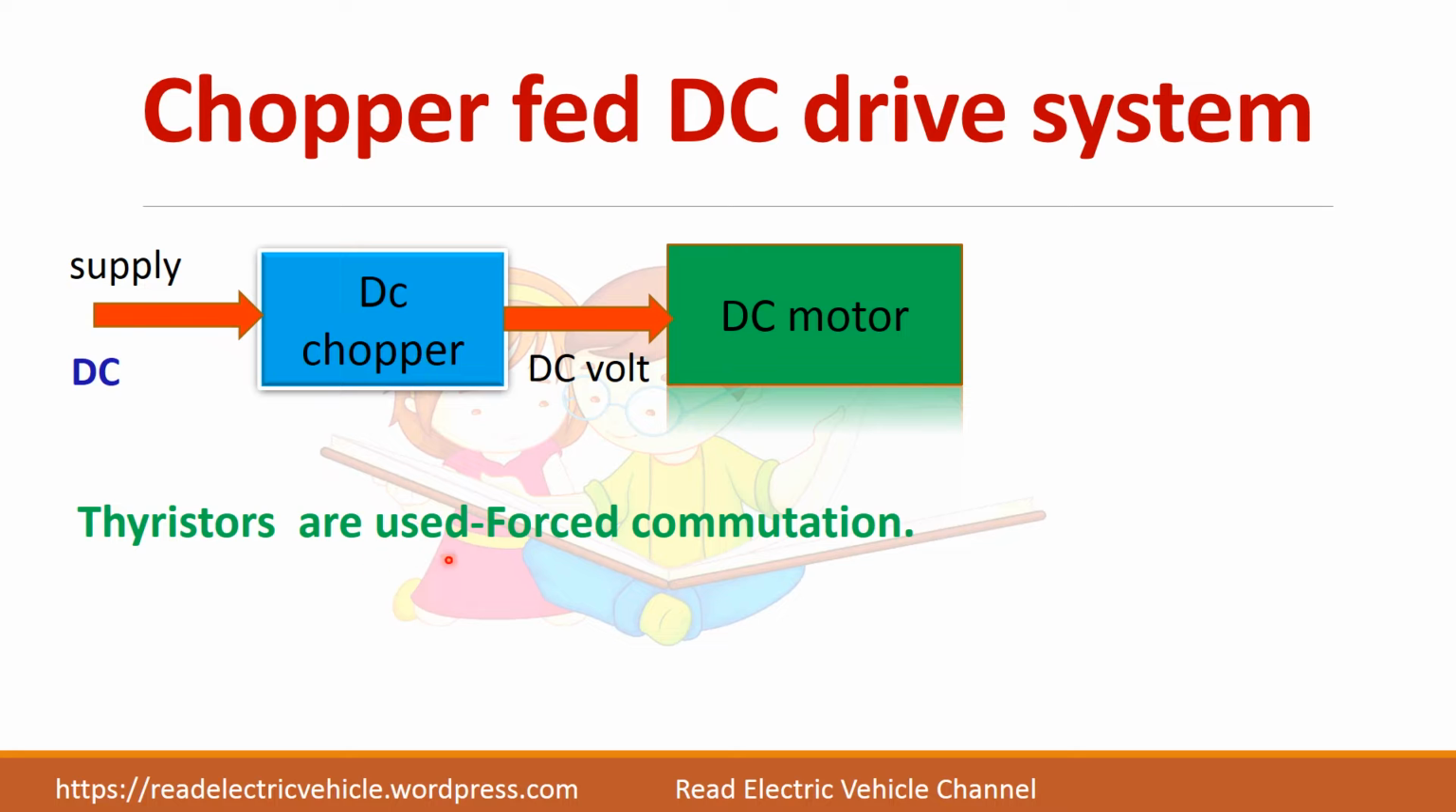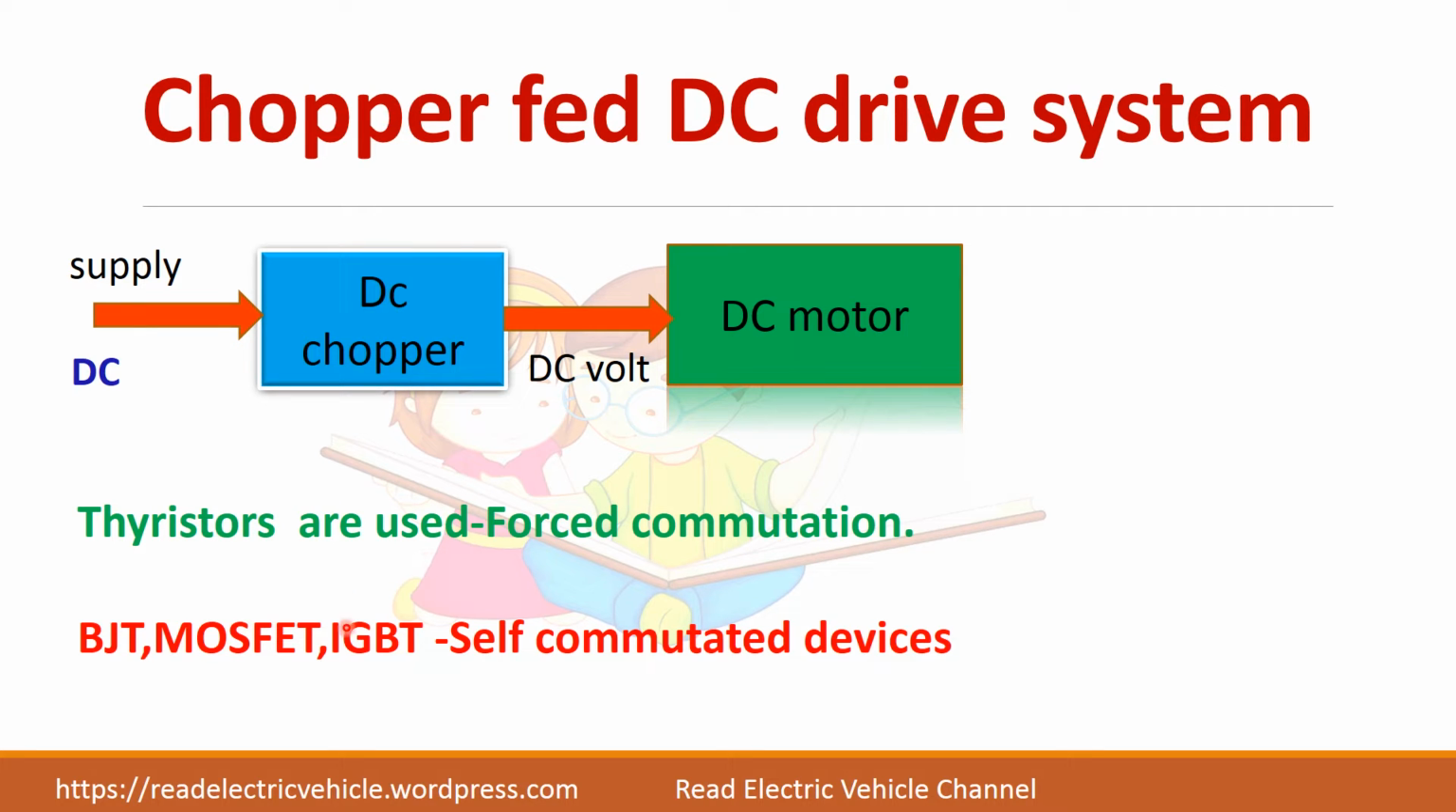Normally thyristors were used in earlier days. Since the input supply is DC, thyristors cannot be turned off easily. They need a forced commutation circuit. But nowadays self-commutated devices like BJT, MOSFET and IGBT are preferred in DC choppers. These devices conduct when given a gate pulse, and if you remove the gate pulse, they get turned off. So they are called self-commutated devices.